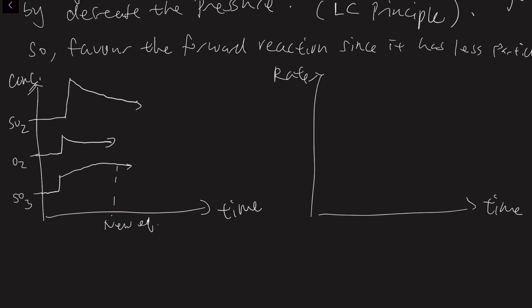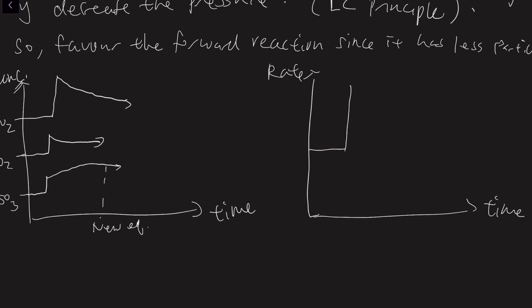Now the rate time graph. Let's have a look. Initially, we are at equilibrium. So the rate of forward is equal to the rate of reverse. That's why we have one line. And we are halving the volume. So we are doubling the concentration. What does doubling the concentration do to the rate of reaction? It increases the rate of reaction. So you have this sudden jump. And you are favoring the forward reaction.